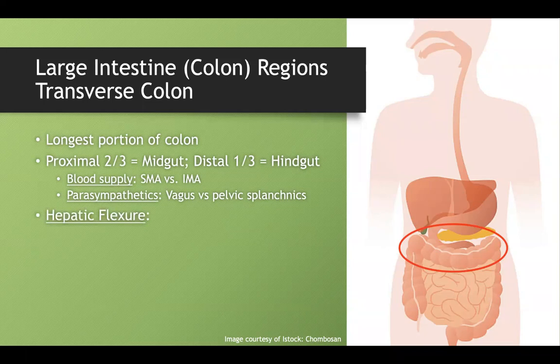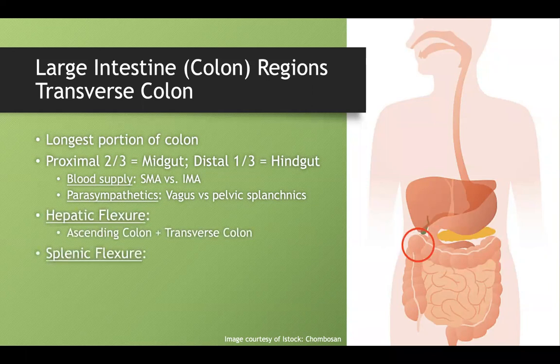Two other landmarks I want you to be aware of as they pertain to the transverse colon. First, we have our hepatic flexure, and this is the region that connects the ascending colon and the transverse colon, and I've circled it in the image on our right. A more important landmark that you'll get tested on is the splenic flexure, and this is the connection between the transverse and descending colon on the right there.